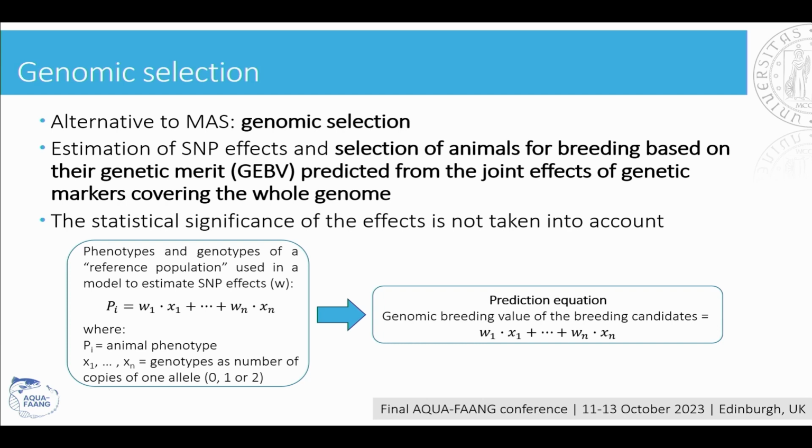This is just a very brief example of how genomic selection, genomic prediction, works. We have already seen from Andrea how it works, so it's just a very brief reminder. We use phenotypes and genotypes of a reference population. We put everything in a model, and we use this information to estimate SNP effects. Then we use the prediction equation to estimate genomic breeding values of the breeding candidates.